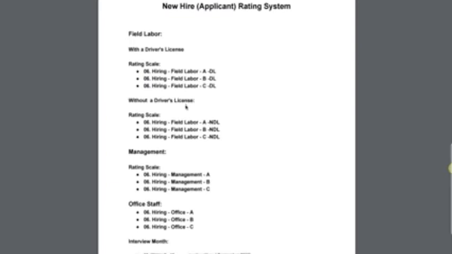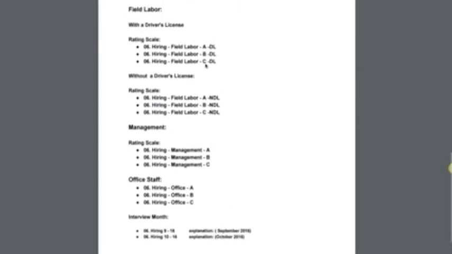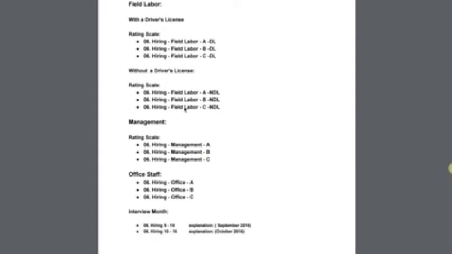The next thing we looked at was management, and it was an A, B, or C scale. So with our field labor, it's field labor A rating with a driver's license, field labor B rating with a driver's license, or field labor C level with a driver's license. We used a simple number out front to segment what falls under hiring. So anything to do with hiring is 0.6 space hiring space hyphen space field labor space hyphen space A, which is the rating, space hyphen space driver's license or no driver's license. Using that format, we did that for everything under the 0.6 hiring functionality.